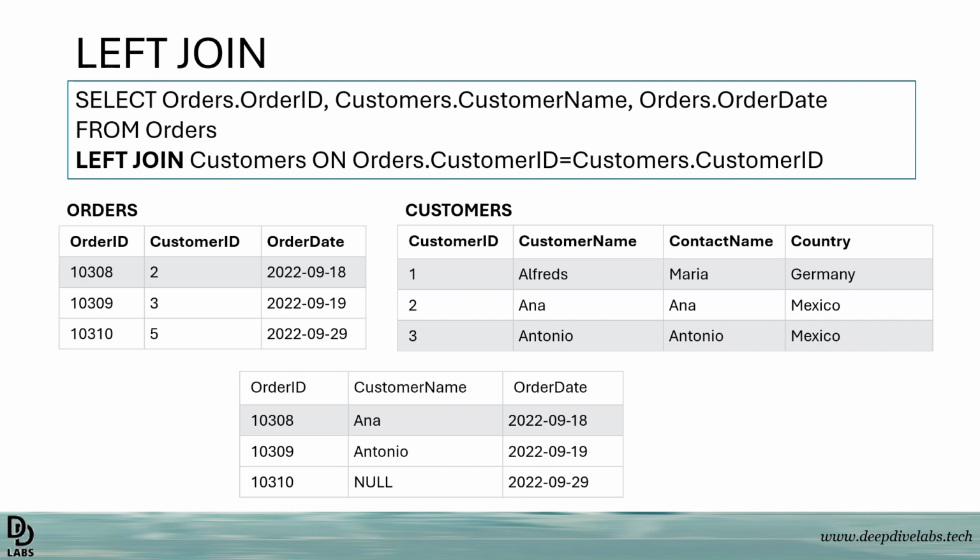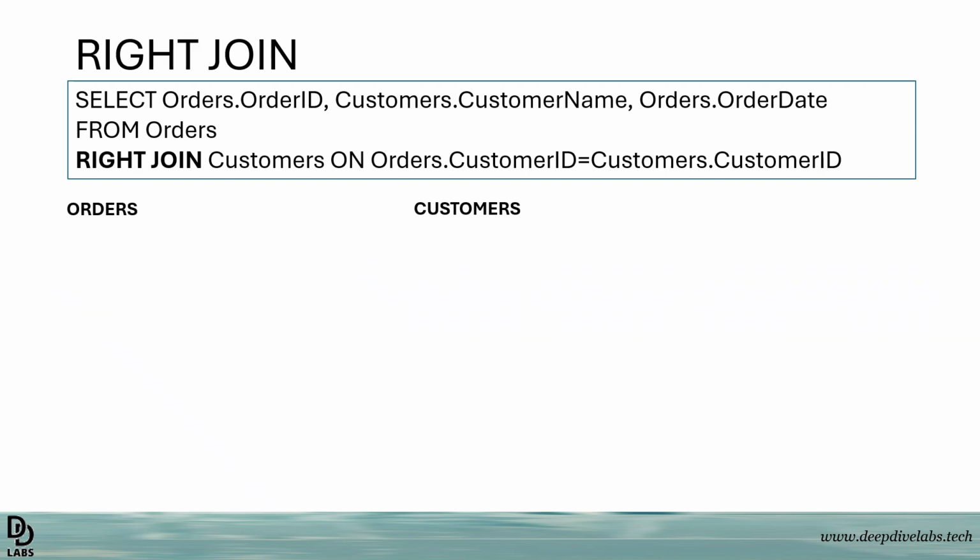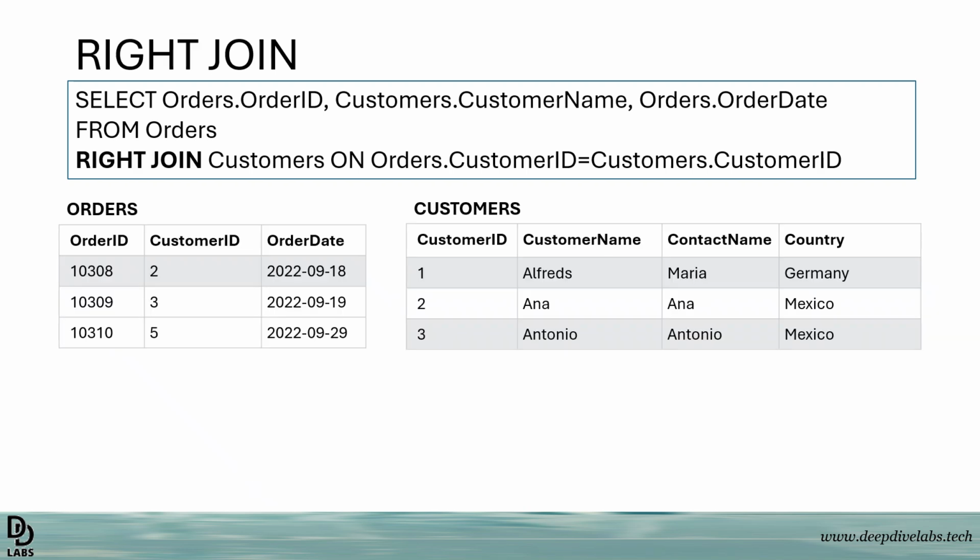In the customer table, customer ID 5 is not available, so a null gets filled in that place. The right join works the same way: from orders, right join customer on orders.customer ID equal to customers.customer ID. In this case, your left table is orders and your right table is customer.